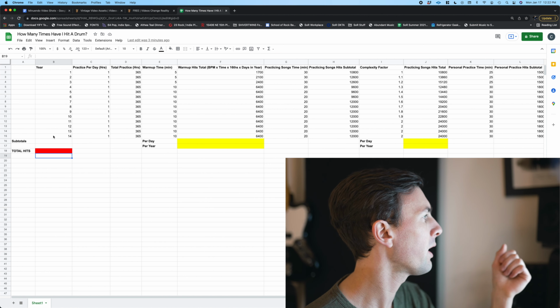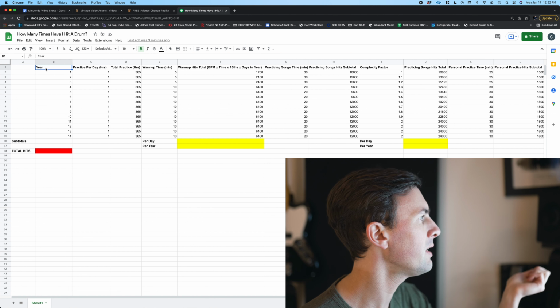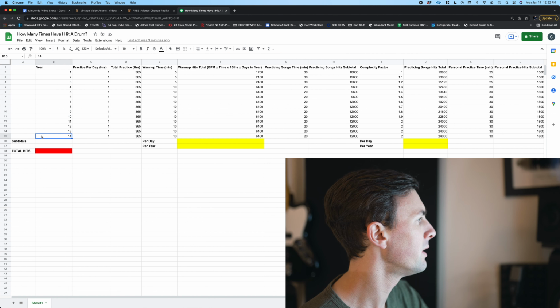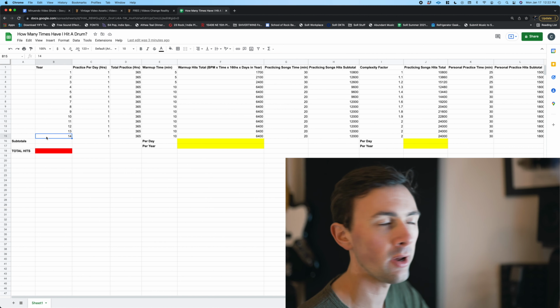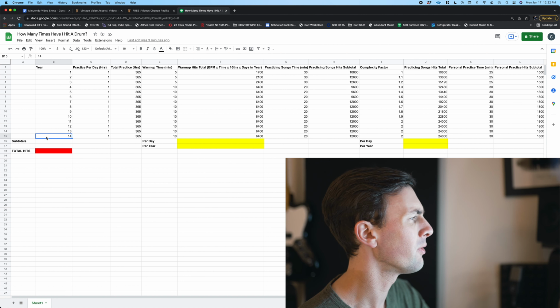So let me just walk you through what I've got here. The first column you'll see over here is the number of years I've been playing. That was not very difficult to figure out. I don't know exactly how long I've been playing, but it's been about 14 years.